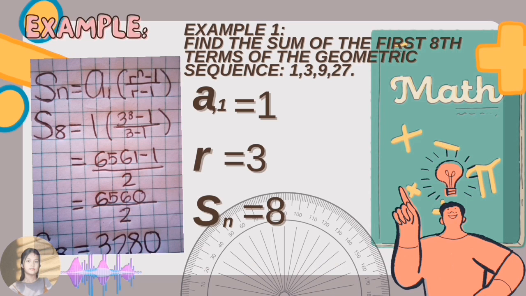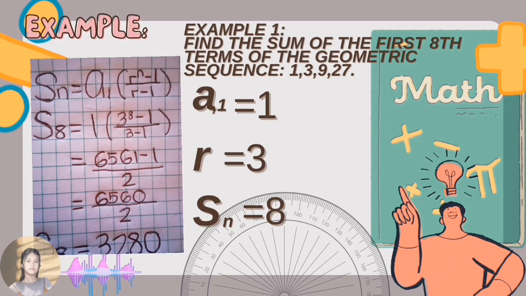So 3 times 3 equals 9. 9 times 3 equals 27. 27 times 3 equals 81. 81 times 3 equals 243. 243 times 3 equals 729. 729 times 3 equals 2187. 2187 times 3 equals 6561.